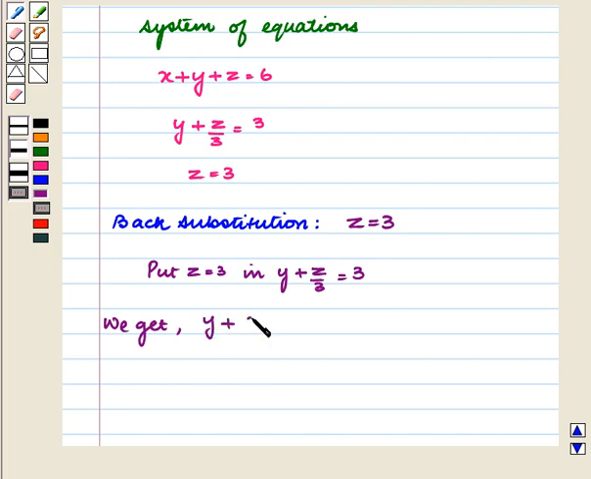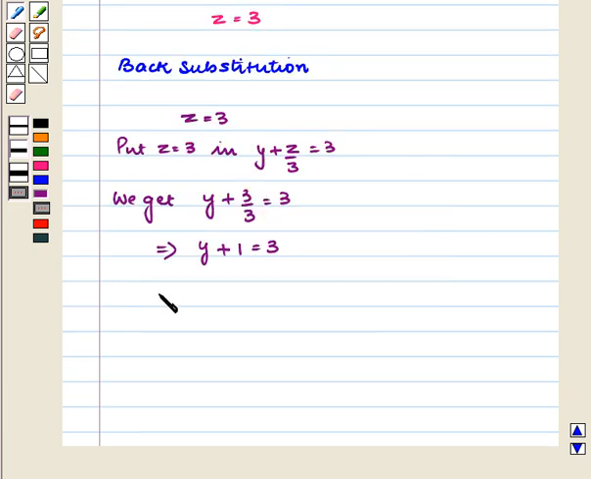y plus 3 by 3 equal to 3, which implies y plus 1 is equal to 3, which implies y is equal to 3 minus 1, which is equal to 2. So we have y equal to 2.